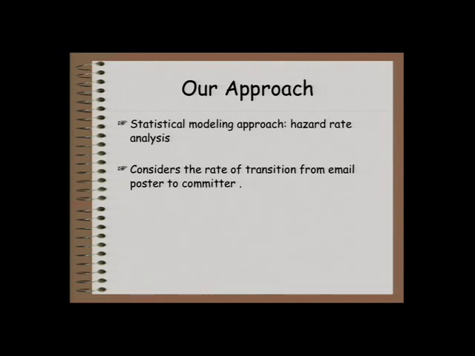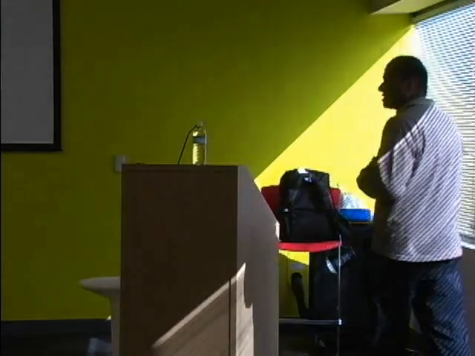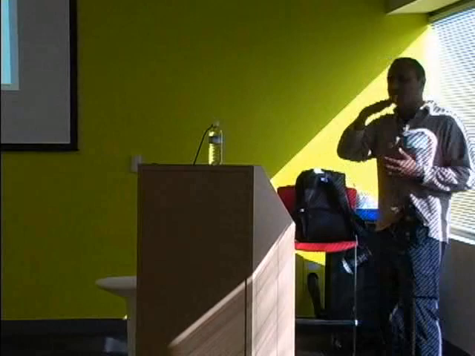Another classic use of this is recidivism, right? So you release a young white female from prison, and you want to know how likely is it that she's going to end up back in there in 6 months or a year or something like that. So various factors like age and previous history of drug use and so on might be factors that predict when the person's going to end up back in prison. So it considers the rate of transition from being, in our case, an email poster to being a committer.